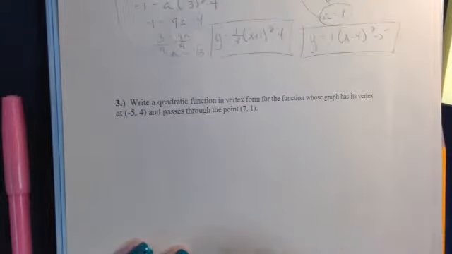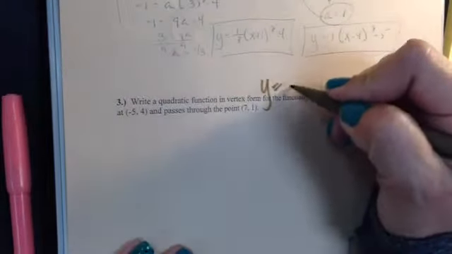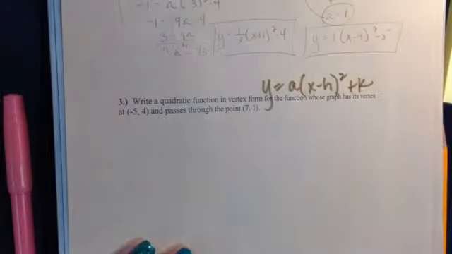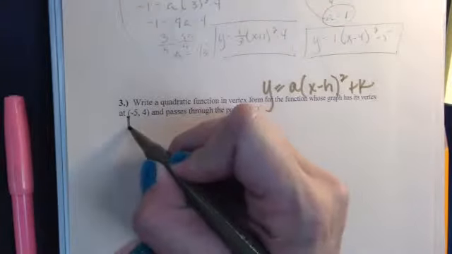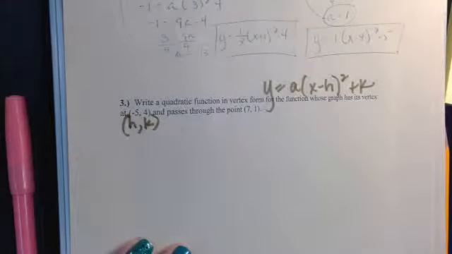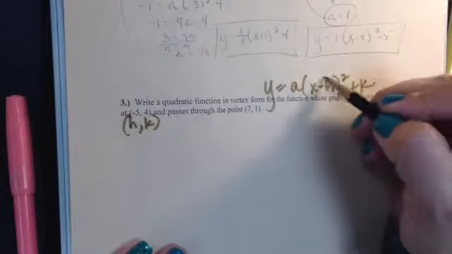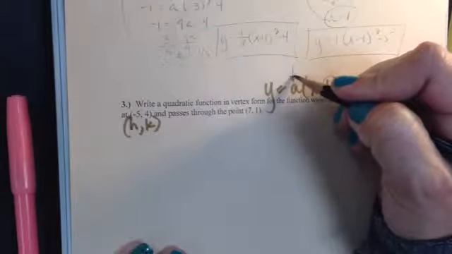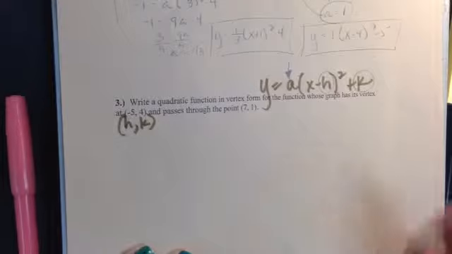Write a quadratic function in vertex form, y equals a times the quantity x minus h squared plus k, whose graph has its vertex at negative 5, 4. That will be my h and k pair, and passes through the point 7, 1. So right now I have the h and k that I would put into this equation. The problem is we need to figure out what that a value is. We need to find out if this parabola is going to open up or down and how it stretches or shrinks.